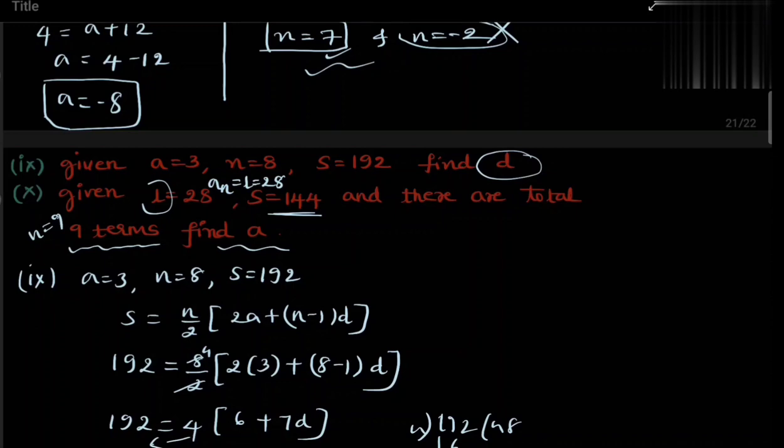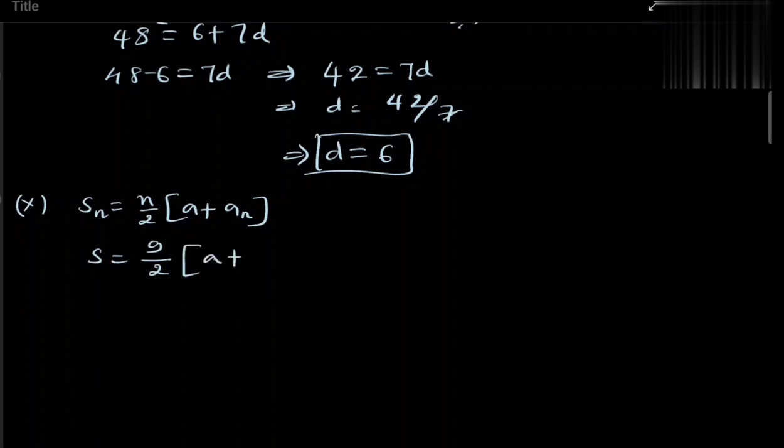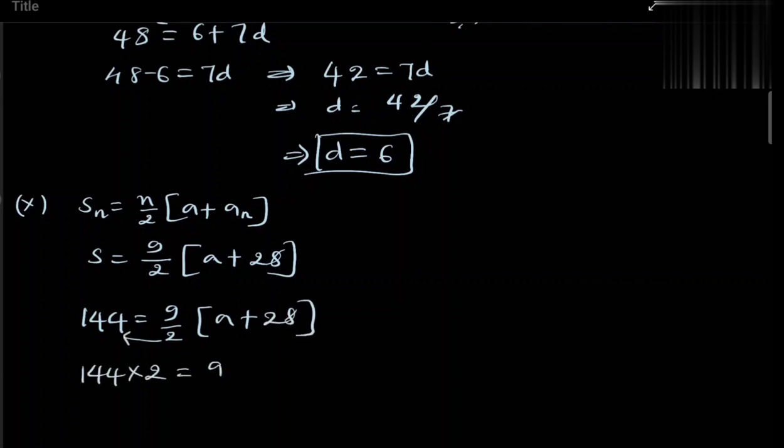So here an we know, S we know, n we also know. So we know the formula, right? Sum of n terms of an AP, that is Sn is equal to n by 2 into a plus an. So here Sn is nothing but S is equal to n that is 9 by 2. So a we don't know, an is 28. So an and l are same. So S is here 144 is equal to 9 by 2 into a plus 28. So move 2 to this side, cross multiply, that is 144 into 2 is equal to 9 into a plus 28.